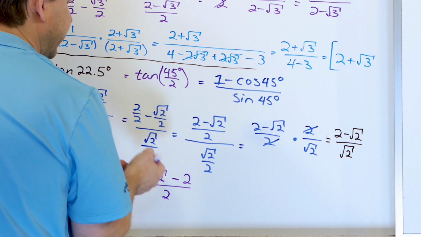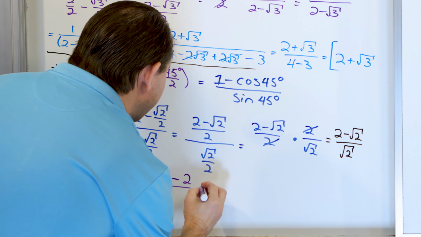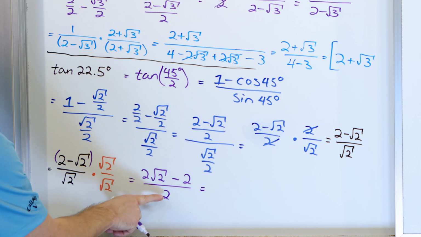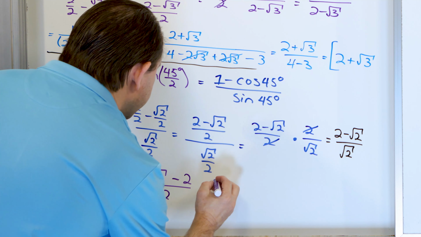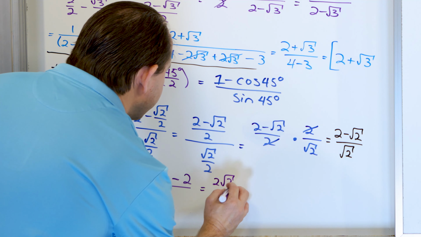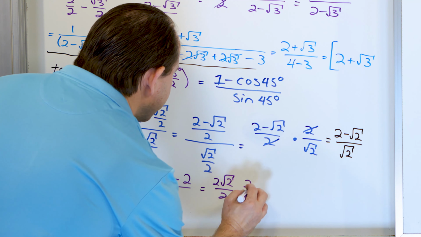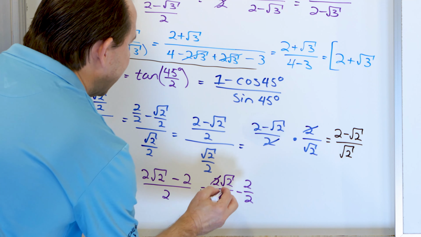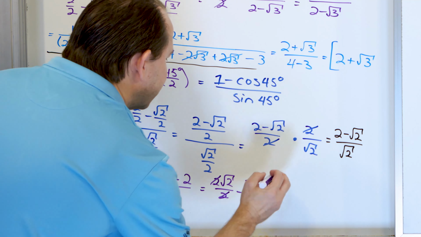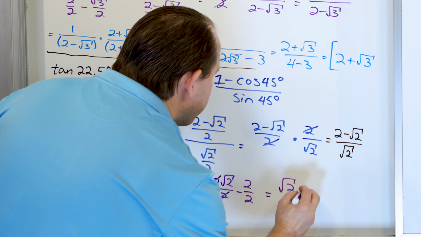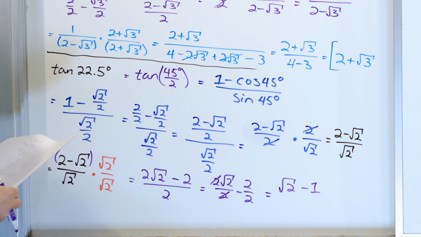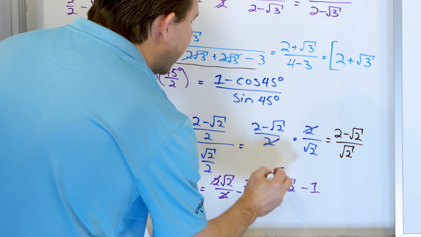Now, again, I got rid of the radical, so I could leave it like this, but I'm going to choose to simplify it further. I'm going to divide each term by 2. So it'll be 2 root 2 over 2 minus 2 over 2. Now I have a cancellation of 2's, and so what I'm going to have is the square root of 2 minus 1, because that becomes a 1 right there. Square root of 2 minus 1, and that is the final answer.